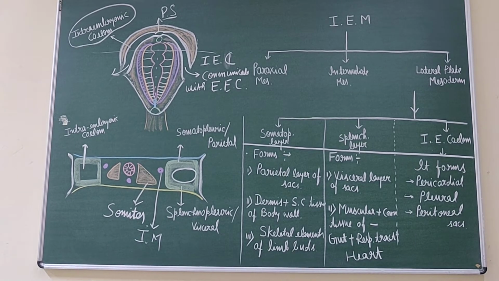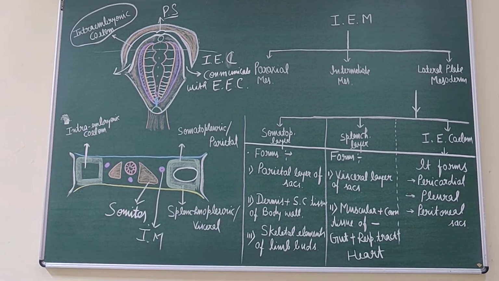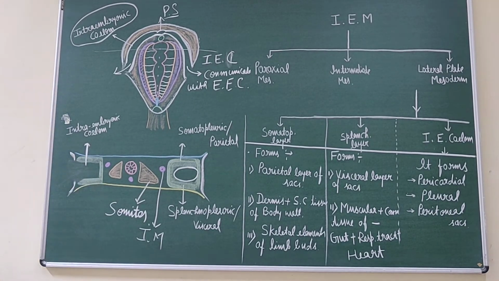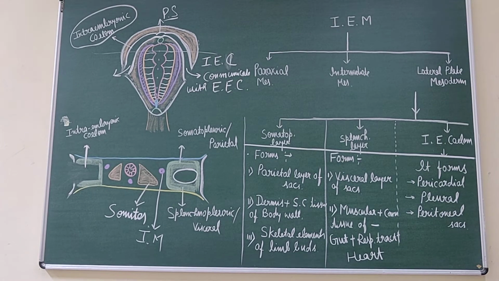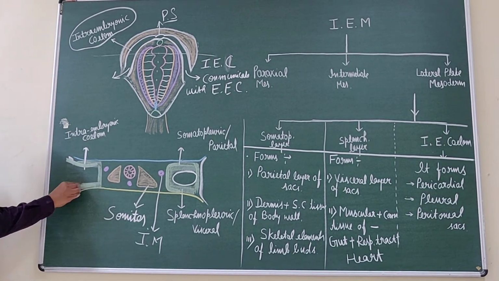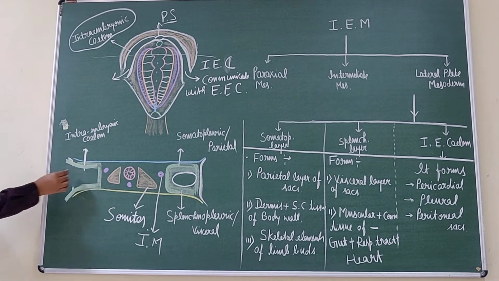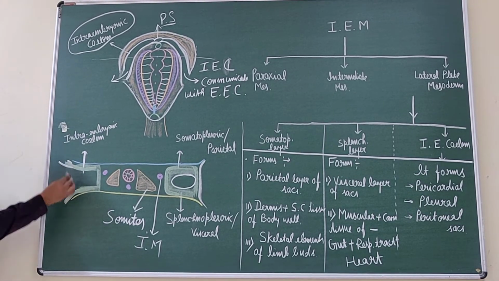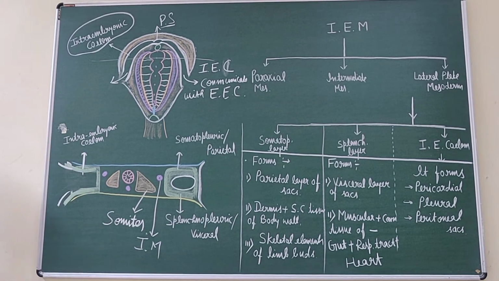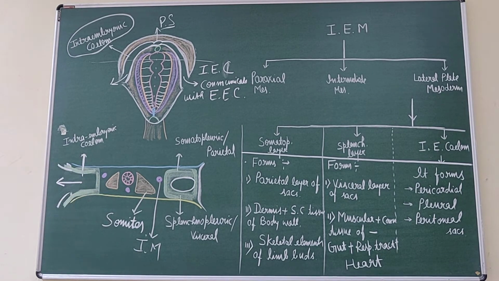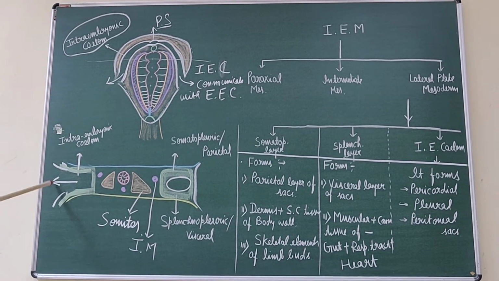With further development, this cavity communicates with the extraembryonic coelom. This is the extraembryonic layer. So there is a communication on both sides between the extraembryonic and the intraembryonic coelom.